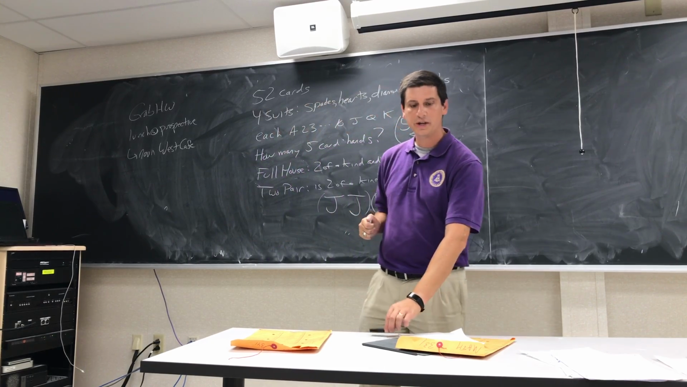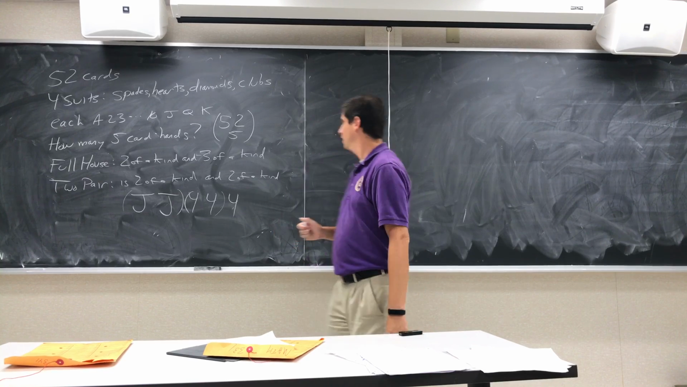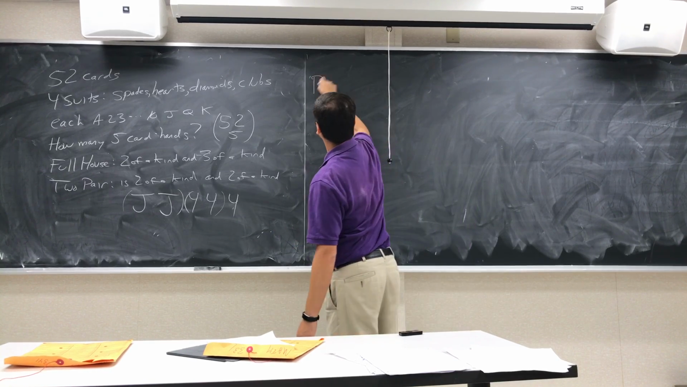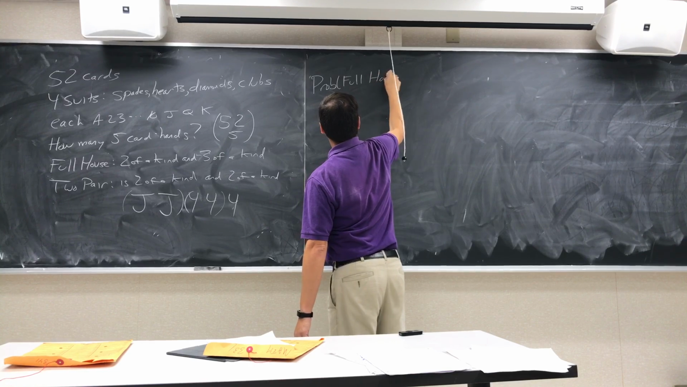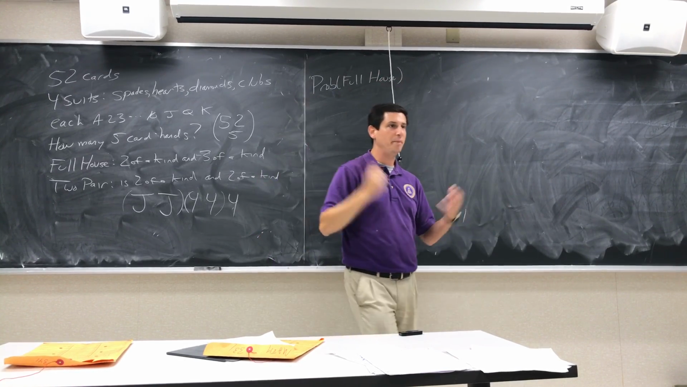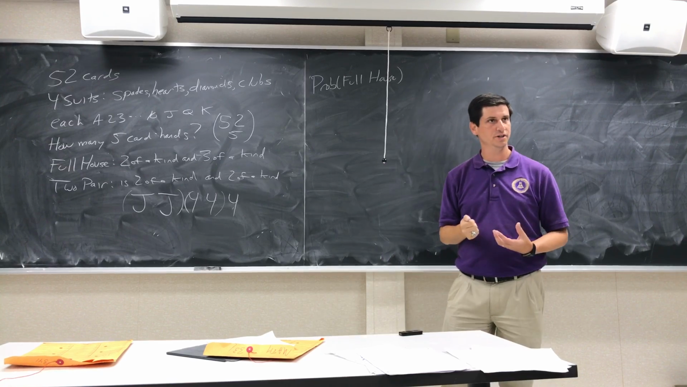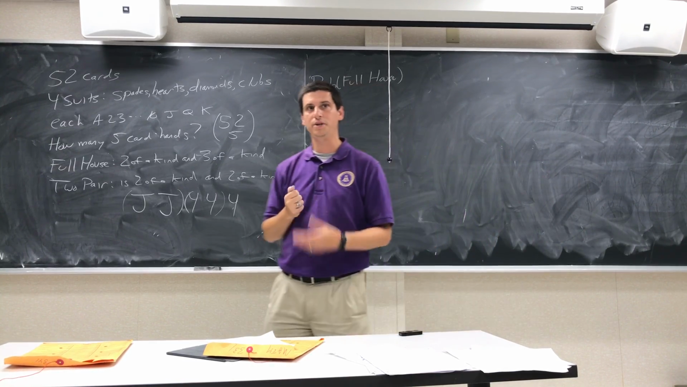So what I want to do is calculate the probability that we have a full house. All right? So, probability of a full house. And the way you do all these calculations is you count how many ways there are to get a full house, and then you divide by the number of ways to get a 5-card hand, and then that will be the answer.